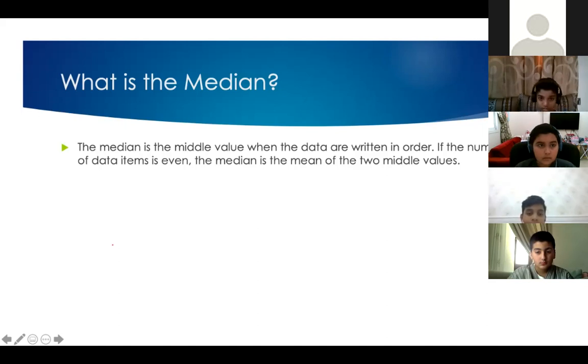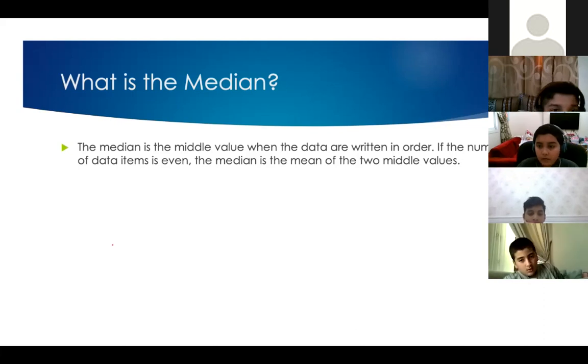Let me read it for you, okay? The median is the middle value when the data are written in order. If the number of data items is even, the median is the mean of the two middle values. Is it clear? Let me show you.